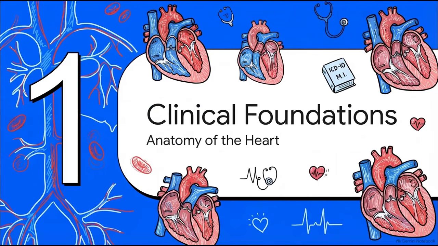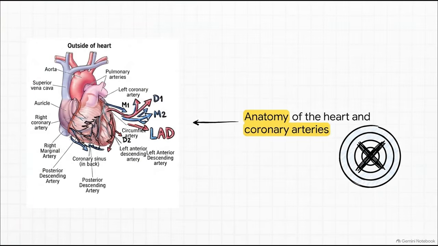Kicking things off with Section 1, Clinical Foundations, specifically the anatomy of the heart. Think about the vascular network that keeps the heart pumping. You've got the left main coronary artery branching into the left anterior descending, or the LAD. This includes those absolutely critical diagonal branches D1 and D2 that feed the anterior wall. Then wrapping laterally, we have the circumflex artery, which gives rise to the marginal branches M1 and M2.